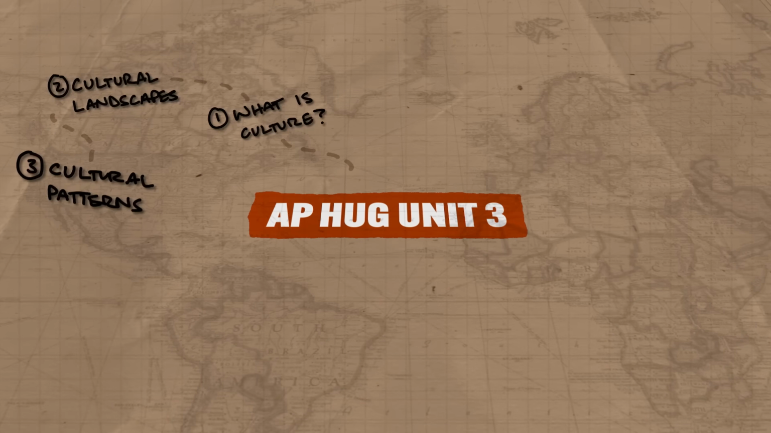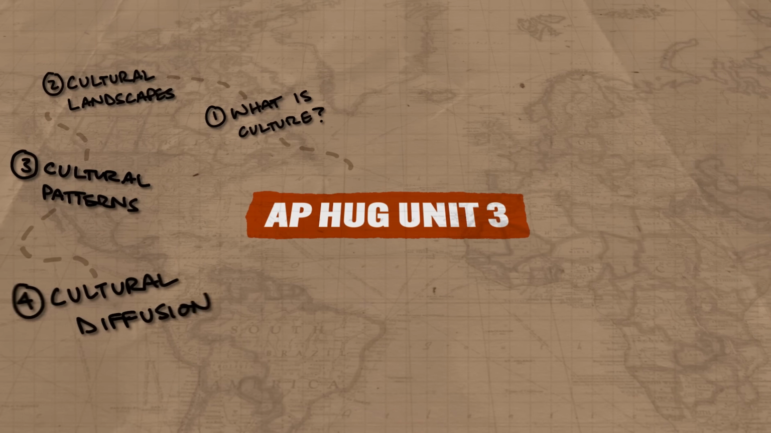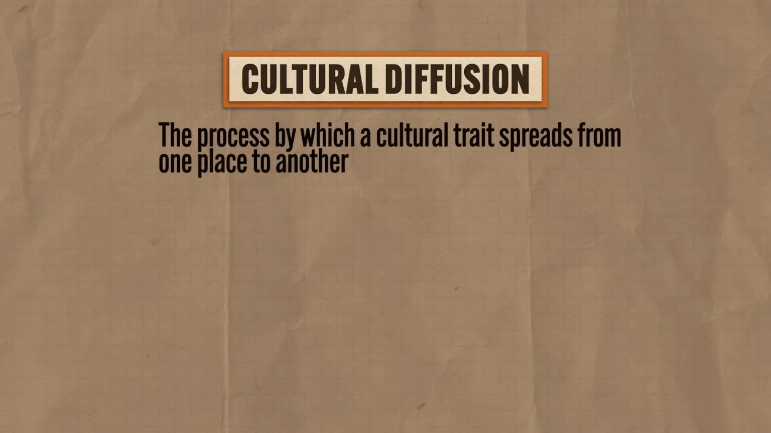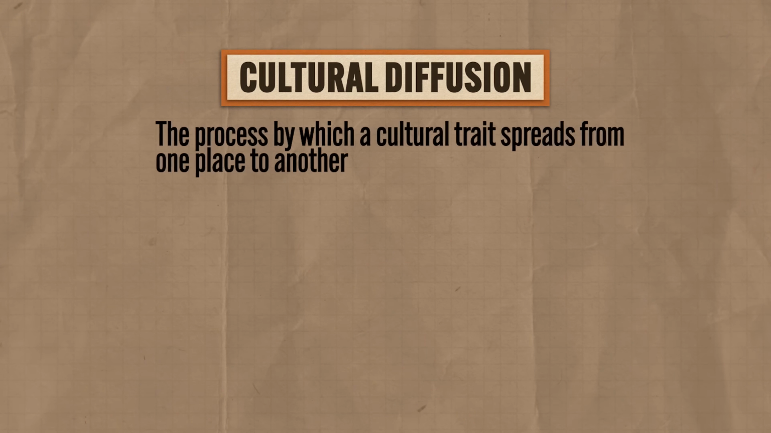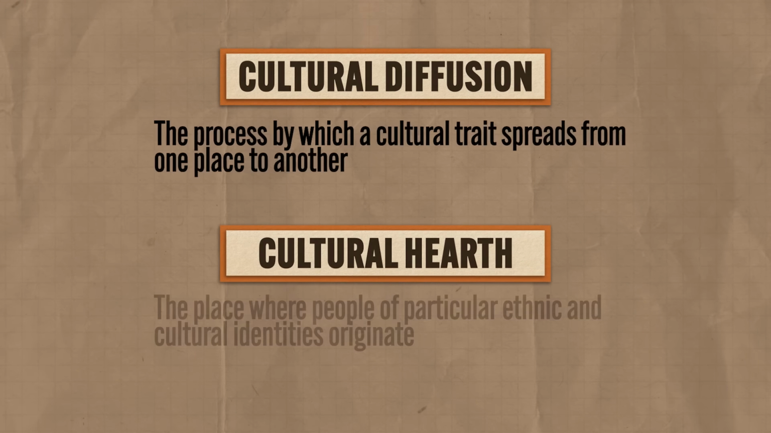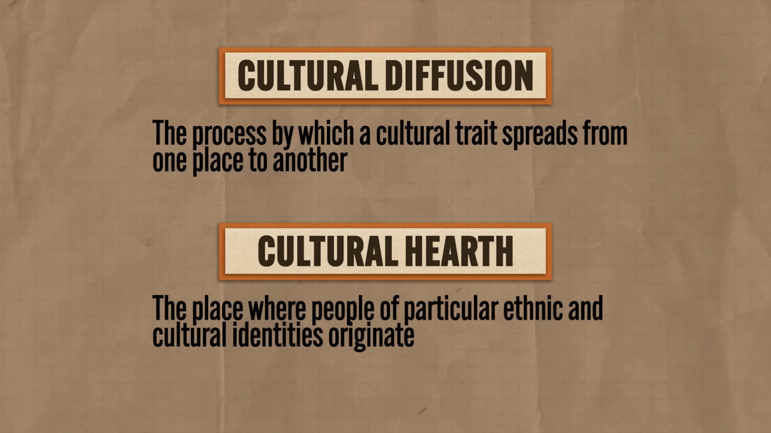Okay, we've talked a lot about culture and place and all that, but now let's turn the corner and talk about cultural diffusion. What's that? You want a definition? I got you. Cultural diffusion is the process by which a cultural trait spreads from one place to another. Now, a cultural trait is a characteristic of a cultural hearth, which is the place where people of particular ethnic and cultural identities originate. And so these cultural traits can then diffuse or spread from the cultural hearth to places beyond the hearth. You feel me?